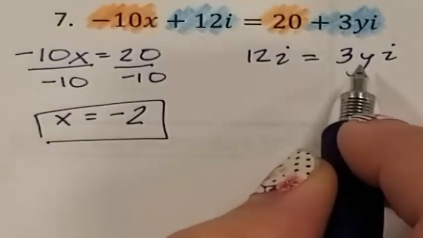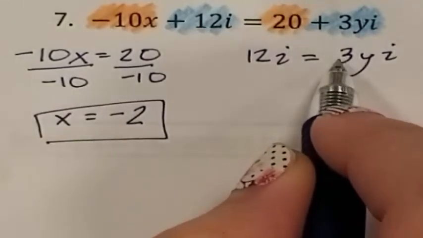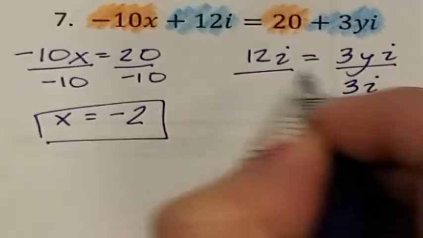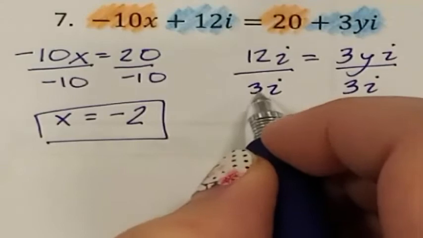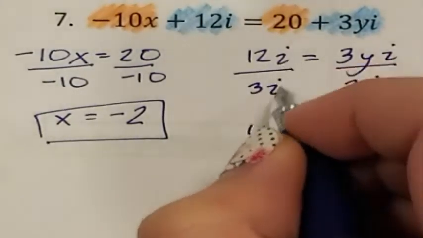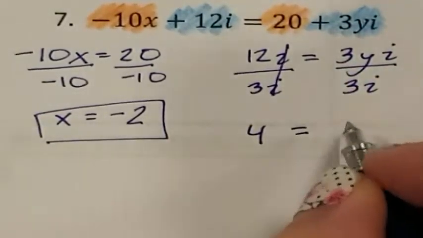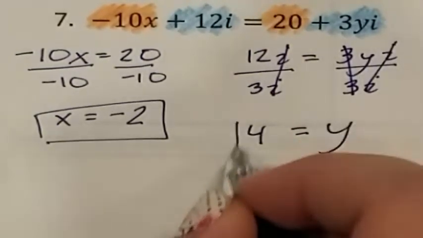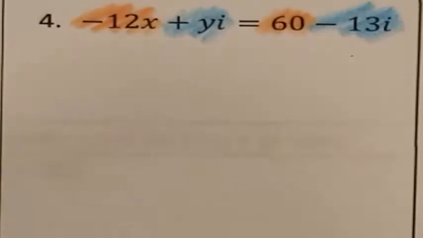I need to solve for y. y is stuck to both 3 and i by multiplication. We undo multiplication by division. 12 divided by 3 is 4. i divided by i is 1. 3 divided by 3 is 1. i divided by i is 1. So y equals 4. Problem number 4.